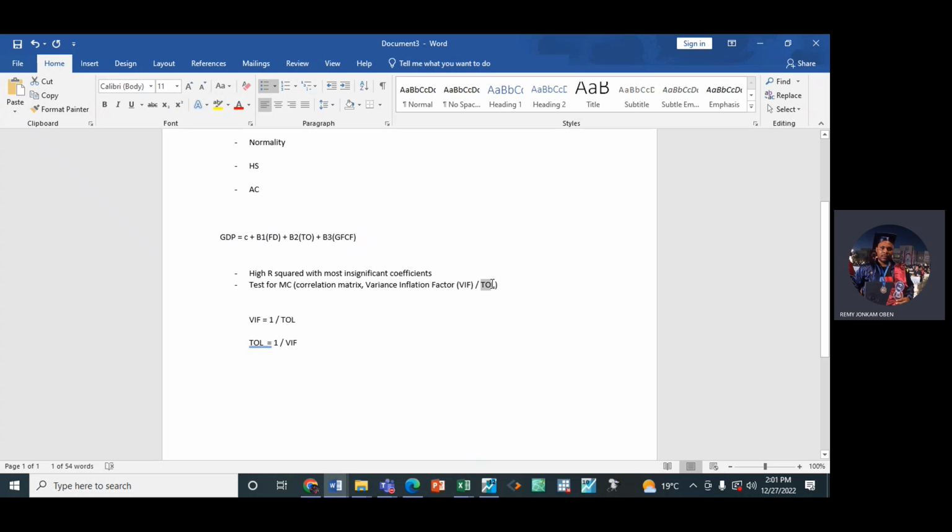And what's the decision? With variance inflation factor, we don't want high variance inflation factors. It should not be high. It should not be more than 10. If it is more than 10, then there is multicollinearity.